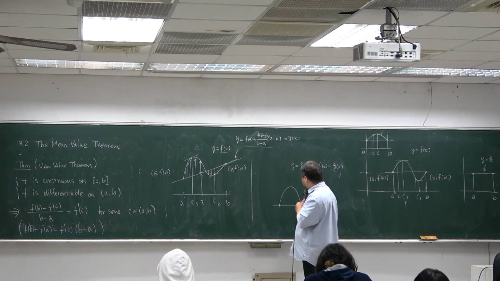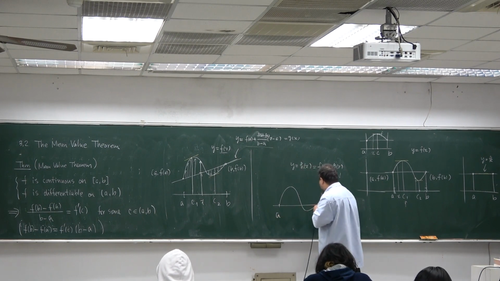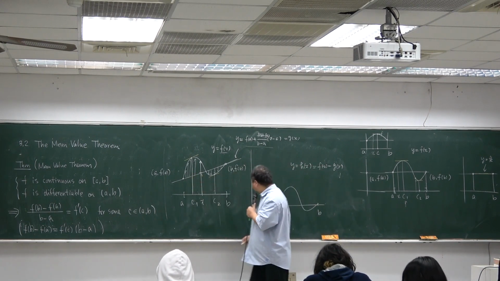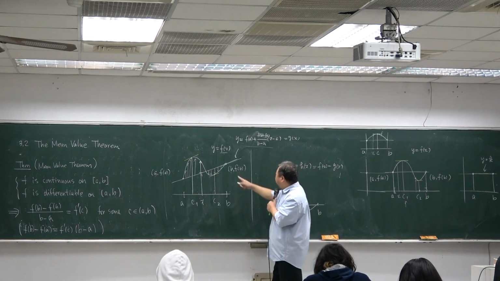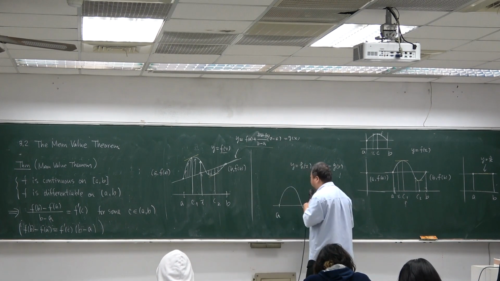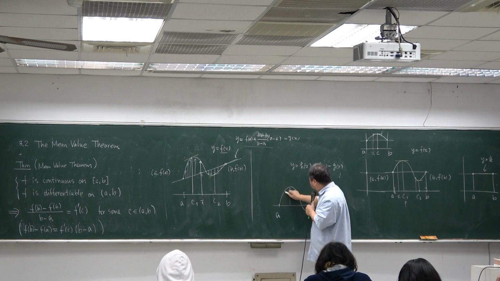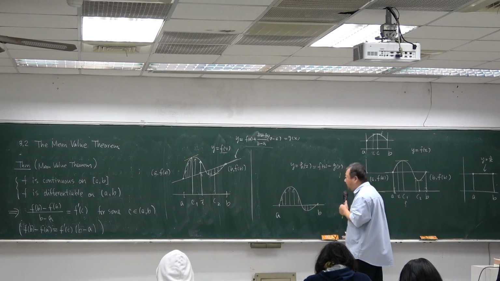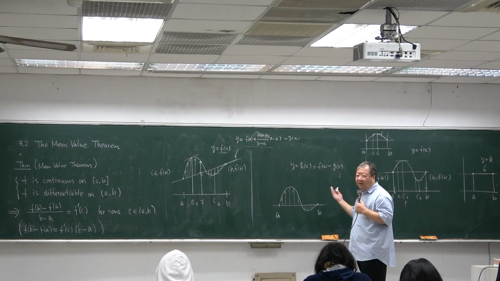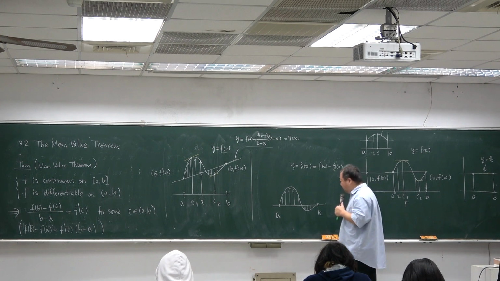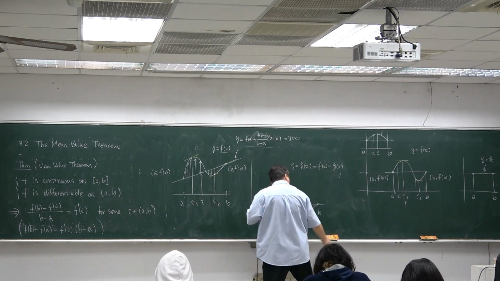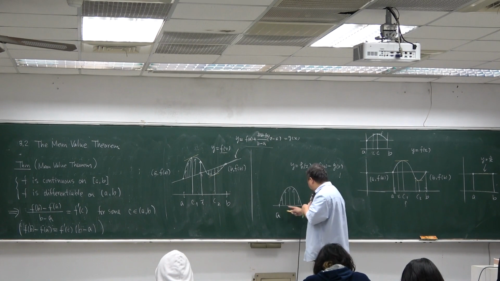For this new function at a, the difference is 0. At b, also the difference is 0. And this function satisfies the three conditions contained in Rolle's theorem. So there must be some place interior to A.